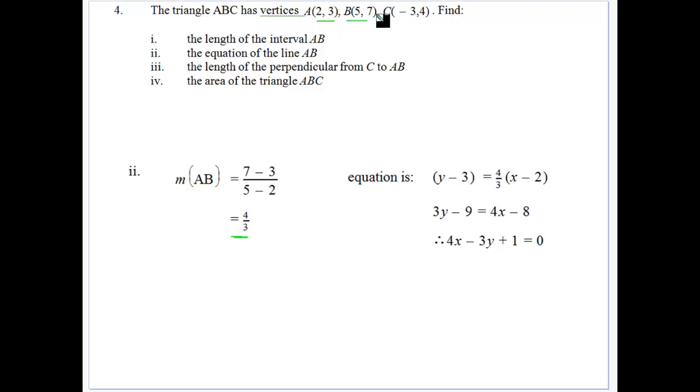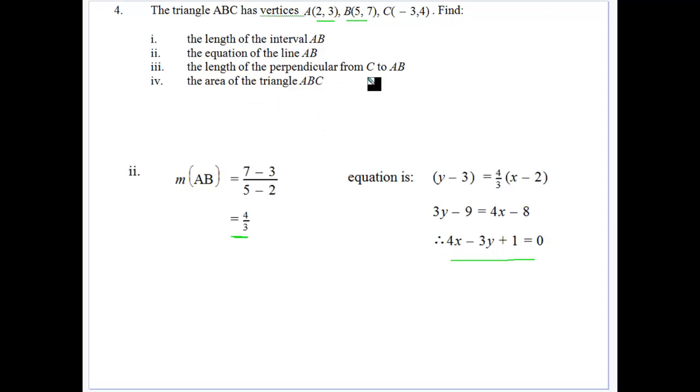We used the point (2, 3). You could have used (5, 7). It will give you the same equation. We put in our gradient, we put in our point. So multiply through: 3y minus 9 equals 4x minus 8. Simplify to give us 4x minus 3y plus 1 equals 0.